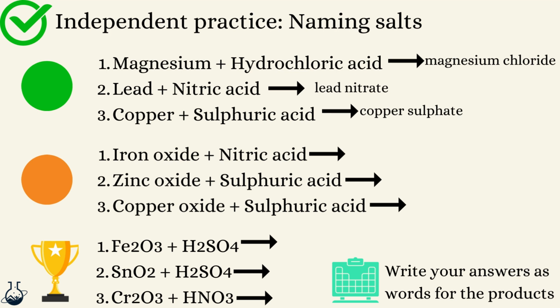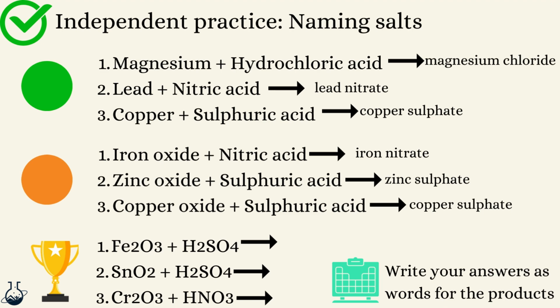Orange builds in more complex compound names, not just the metals alone. So iron oxide and nitric acid forms iron nitrate. Zinc oxide and sulfuric acid makes zinc sulfate. And copper oxide with sulfuric acid makes copper sulfate. Remember, we were only focusing on the salt names themselves. Well done if you've got this far, guys. Let's go through the challenge questions now.